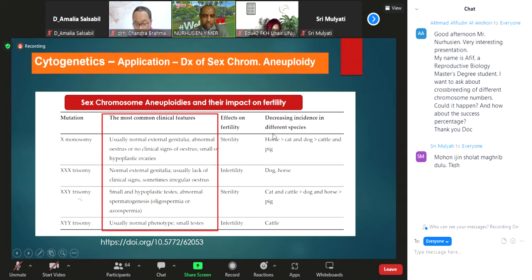XXY trisomy, this is what we call Klinefelter syndrome. In this kind of animal, you will see small hypoplastic testes, abnormal spermatogenesis, azoospermia, oligospermia, and definitely these animals are sterile.